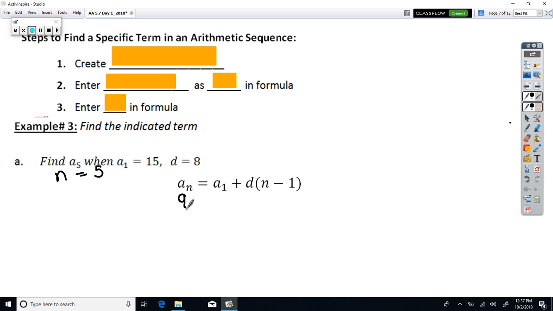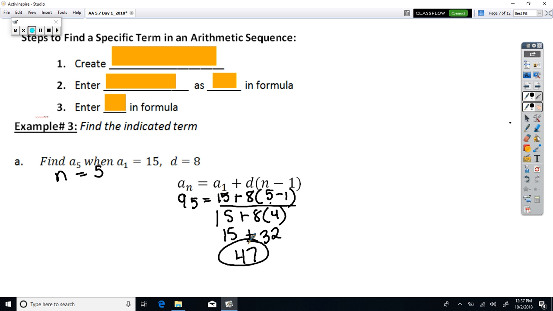So we'll have a sub 5 equals a sub 1, they tell us is 15, plus 8. Again, n we just determined is 5 from the subscript. And then you can literally type this whole thing in your calculator using parentheses if you want, because then you don't have to do order of operations. But if you want to do it by hand, we would do parentheses first. 5 minus 1 is 4. Then we would do multiplication, 8 times 4, which is 32. And add 15 to that, and we'll get 47.